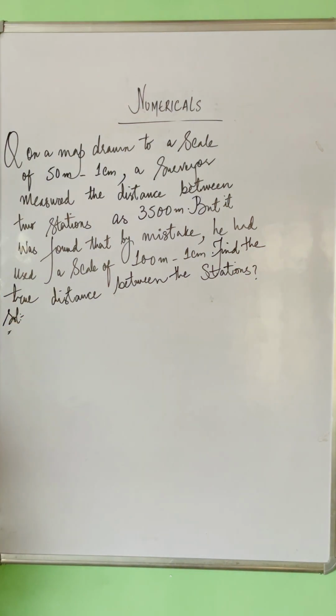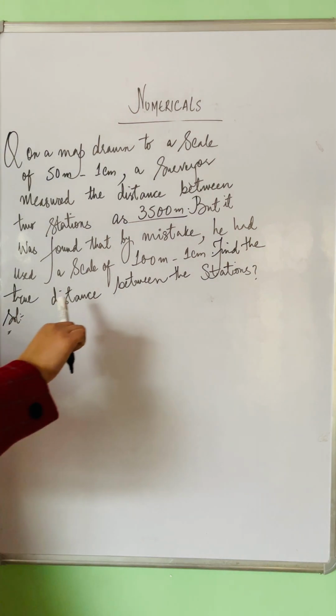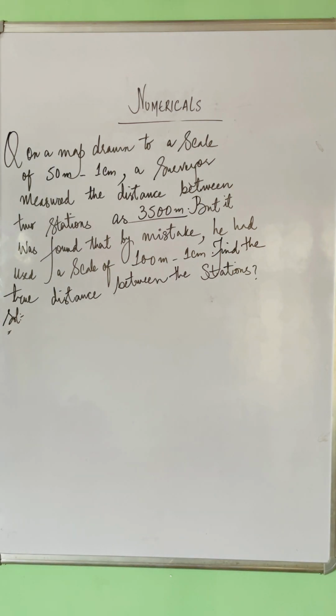So what is the question? The question is, on a map drawn to a scale of 50 meters to 1 centimeter, a surveyor measured the distance between two stations as 3,500 meters, but it was found that by mistake he had used a wrong scale of 100 meters to 1 centimeter. Find the true distance between the stations.